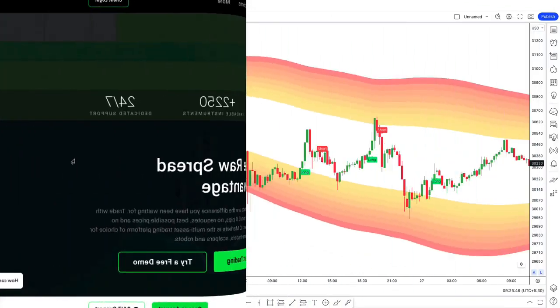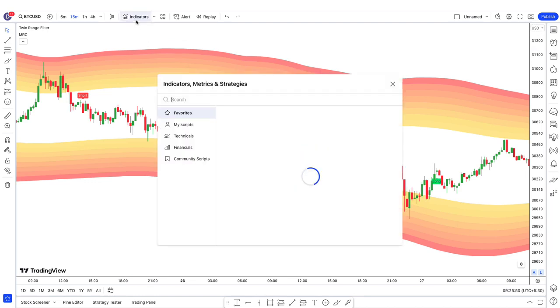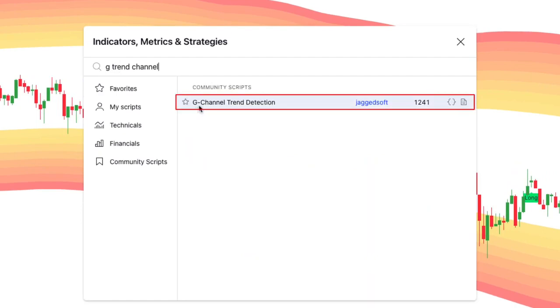Back to the video. By modifying the indicators, we can further enhance its win rate. To achieve this, I'll be incorporating additional indicators into our strategy. Let's navigate to the Indicators tab on Tradingview once again. This time, we'll search for G-channel trend detection and apply it to our chart.